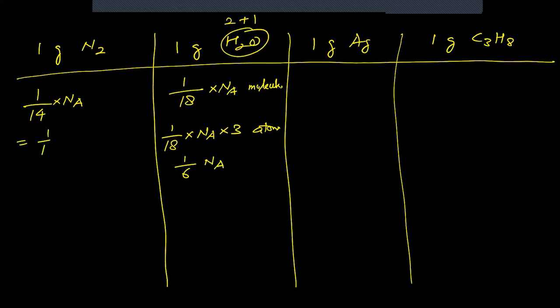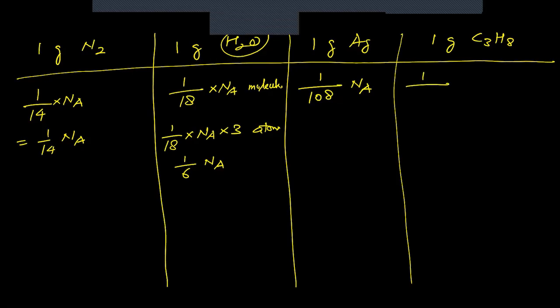It was 1 by 14 Na. Now 1 gram silver: given mass upon atomic mass, 108 moles into Na. So till now, 1 by 6 Na is the greatest out of 1 by 14, 1 by 6, 1 by 108. Now come to propane. 1 divided by the molecular mass of propane, which will be 12 threes are 36 plus 8.